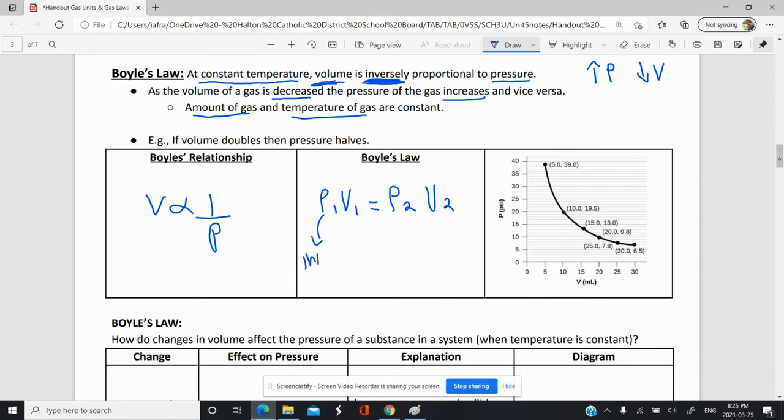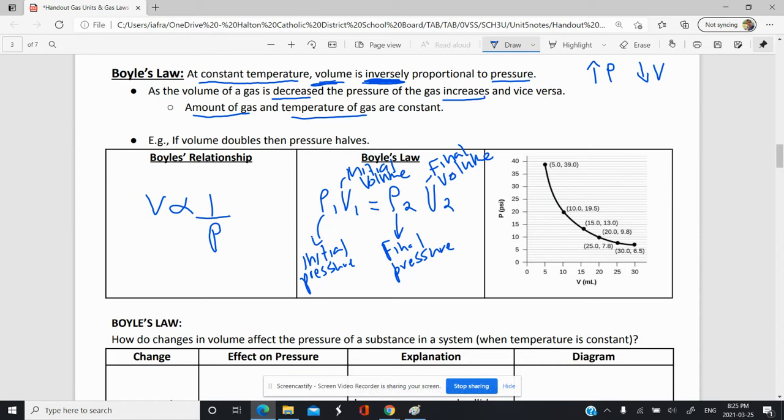So P1 is your initial pressure, what you start off with. The V1 is your initial volume. The P2 is your final pressure, or your new pressure. And the V2 is your final volume.